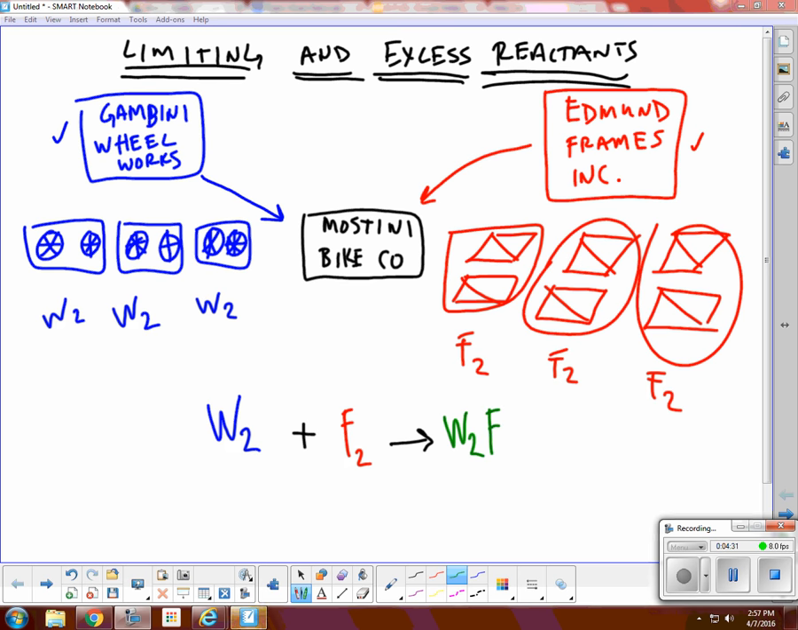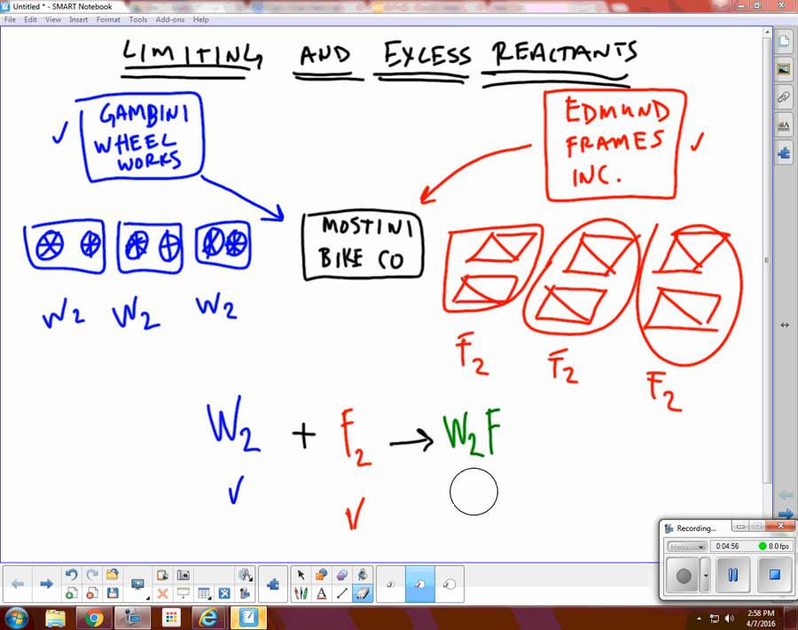Okay. So, I don't know, it doesn't really seem right, because this equation is saying that two wheels and two frames give you one bike. That's not really the case. A bike is two wheels and a frame, not two wheels and two frames. So what we've run into is an unbalanced equation.